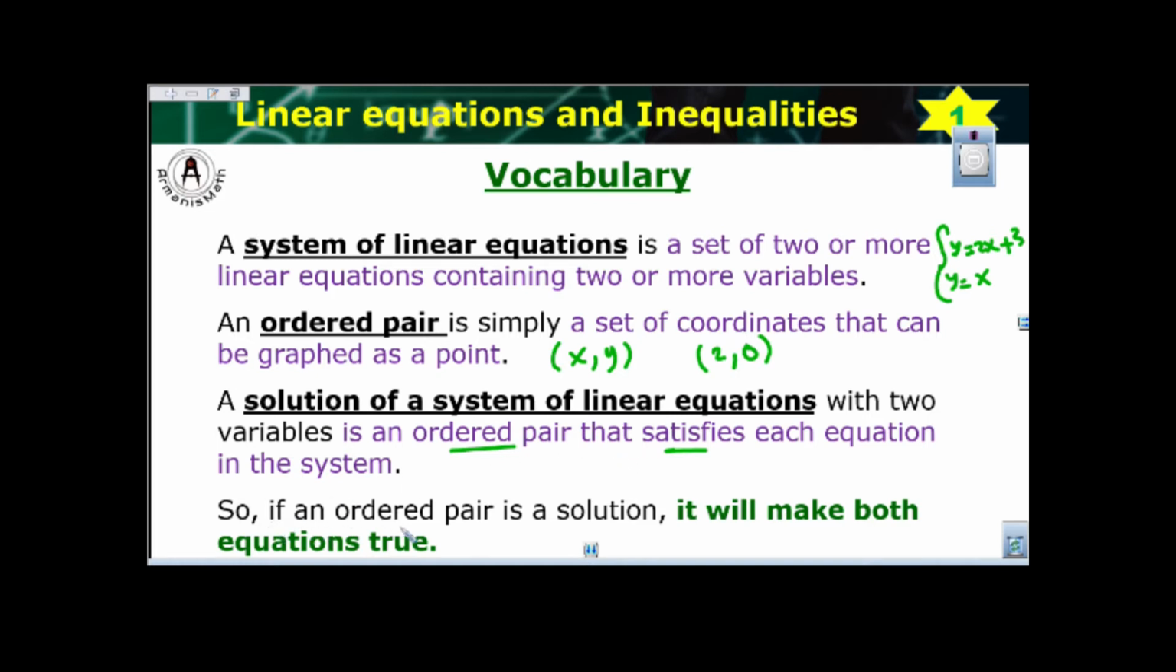Down here it says if an ordered pair is a solution, then it will make both equations true. Meaning when you plug it in, it's going to work for the first and the second, and if you have 3 equations, it has to work for all 3 of them. Not just the top one, but it actually has to work for the entire system.